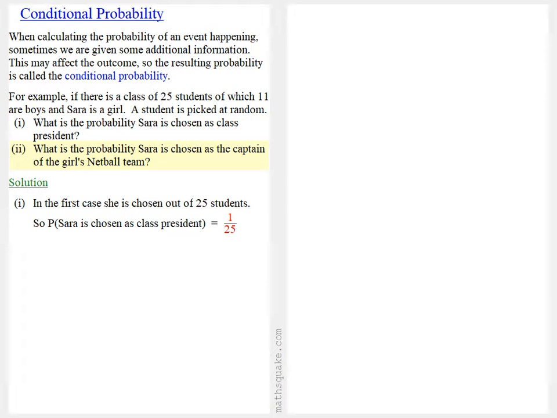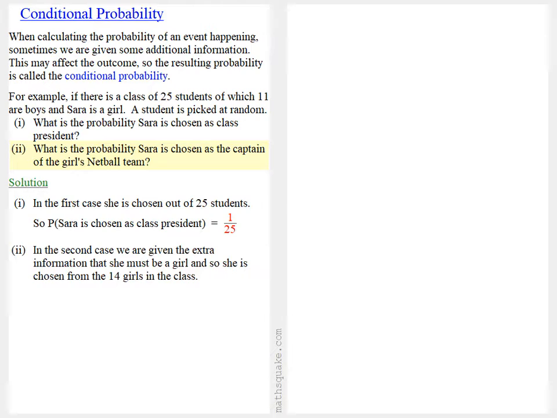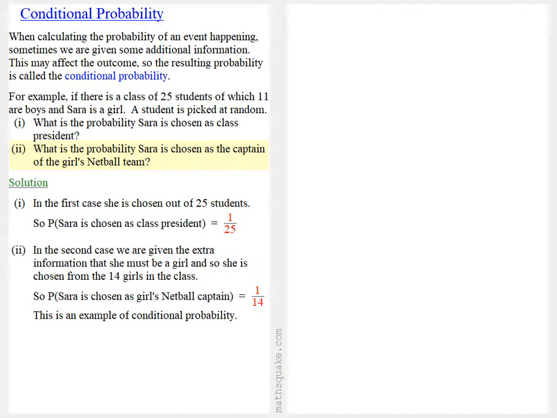Now in part 2, what's the probability that she's chosen as the captain of the girls' netball team? Well, in the second case, we're given the extra information that she must be a girl, and so she's chosen from the 14 girls in the class. So the probability that Sarah is chosen as girls' netball captain is 1 out of 14. This is an example of conditional probability. We're given the extra information, only a girl can be selected.